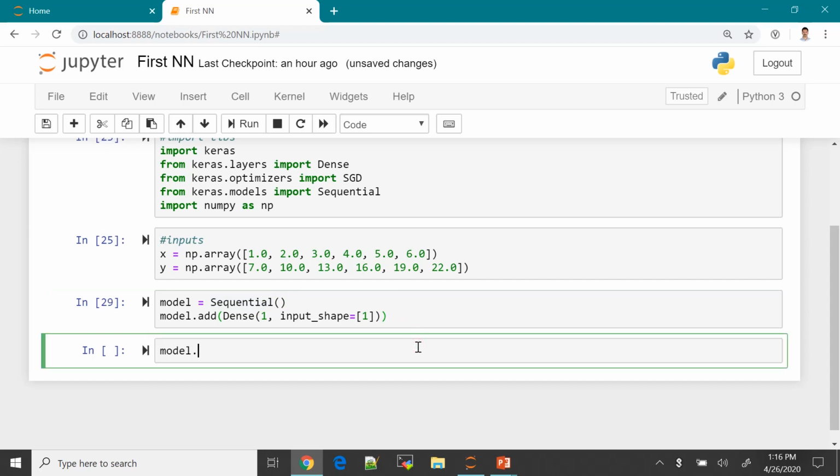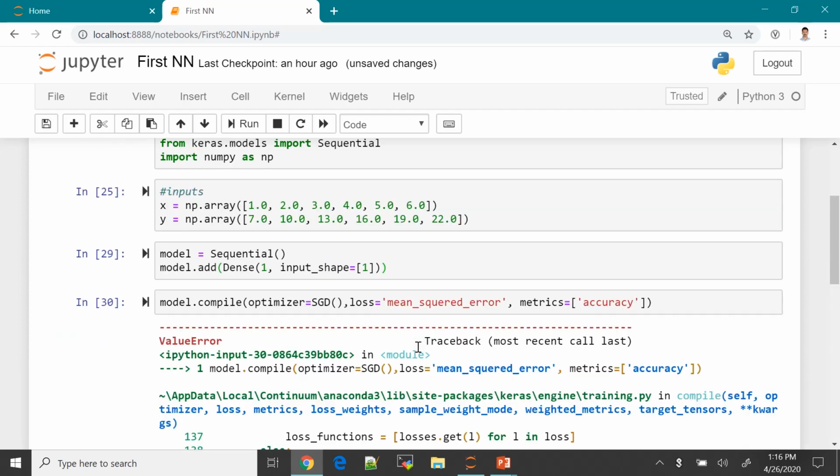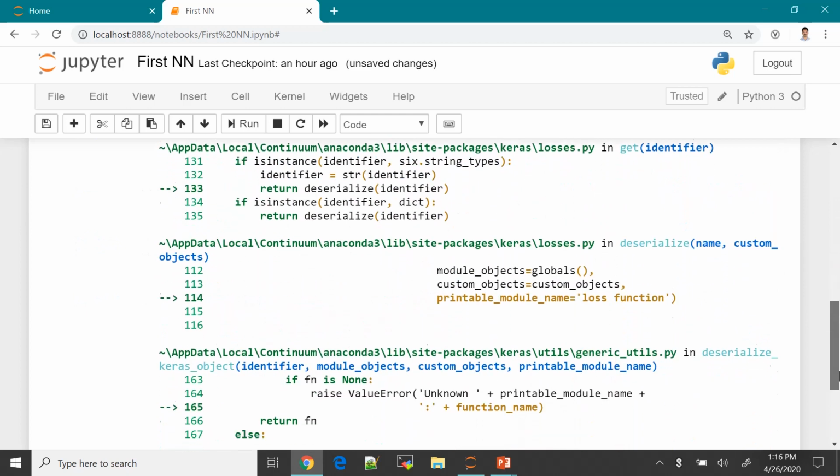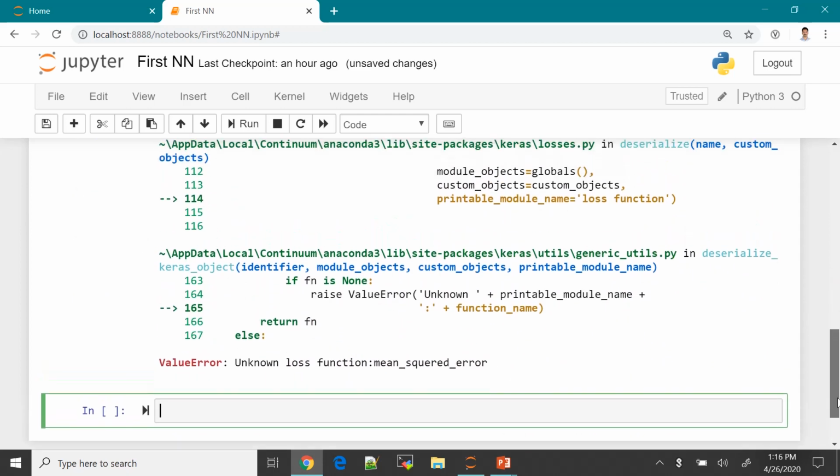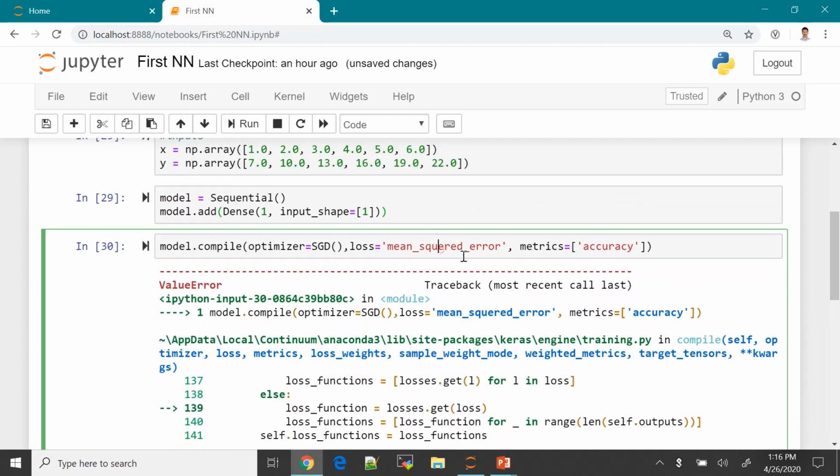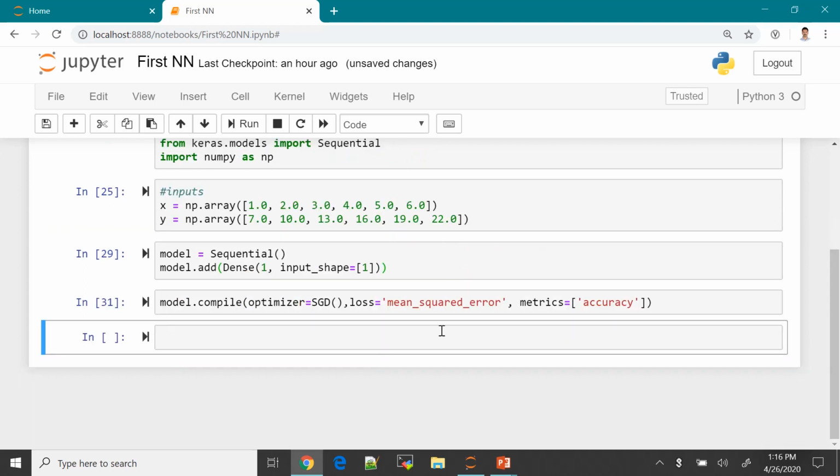Okay, and now we're going to compile this model. model.compile, optimizer SGD, and loss function is mean squared error, metrics accuracy. Oops, some error. Loss. There's a typo. Mean squared error.